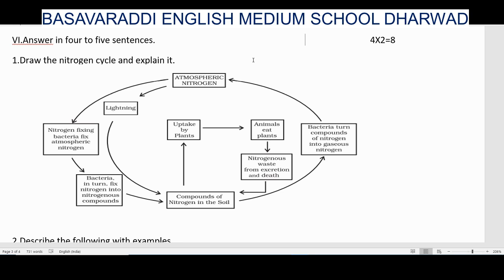So this is one set of bacteria which are able to convert the atmospheric nitrogen into a suitable form in the soil. There is one more set of bacteria which have the ability to turn this nitrogenous compound from the soil into atmospheric nitrogen. That means taking this nitrogenous compound back to gaseous form in the atmosphere. So this is how the nitrogen cycle is completed.